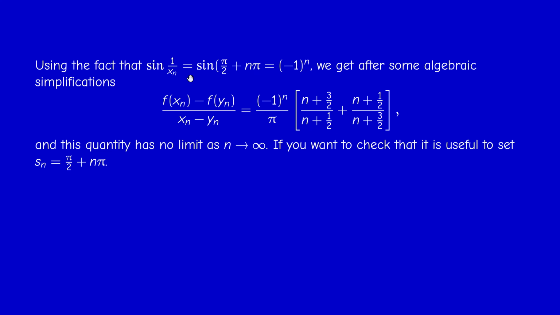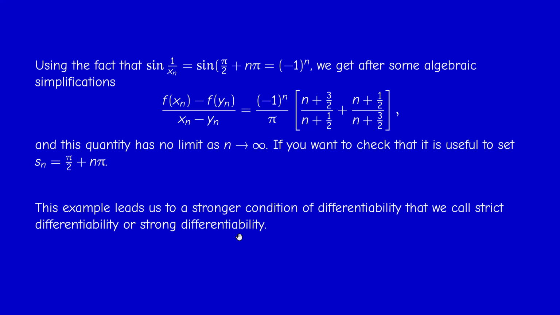And I chose these two sequences on purpose because I want to compute easily sine of 1 over xn. Okay, sine of 1 over xn is sine of pi over 2 plus n pi. So when n is odd, it's -1. When n is even, it's 1. Okay, because sine is 2 pi periodic. So this gives a counterexample. So 1 does not imply 2.